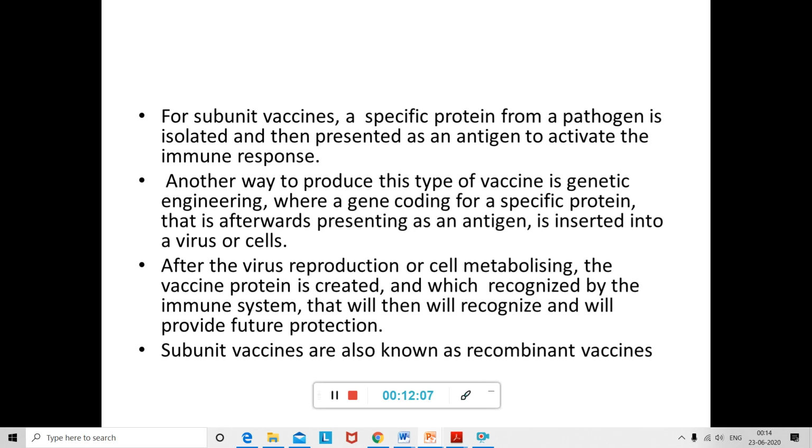Now another way that we can do this is, sometimes you use the technique of genetic engineering. For example, a gene which codes for that particular protein is inserted into a virus or cells, and after the virus production or cell metabolism is done, the viral protein is created and it is recognized by the immune system and it will give further protection. So subunit vaccines are also known as recombinant vaccines sometimes, because the proteins or the subunits are generated by recombinant DNA technology. Hope this is clear to you.